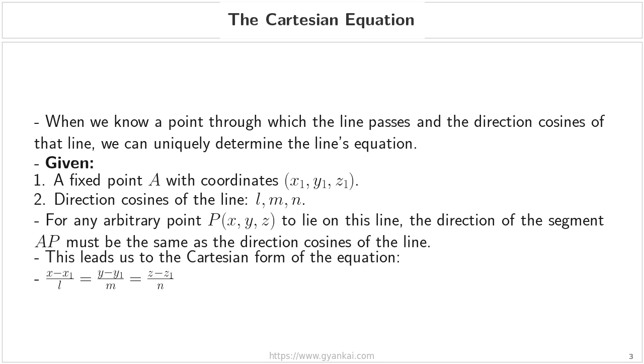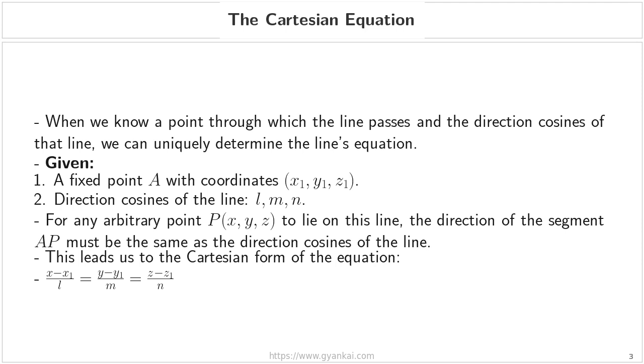When we express this relationship mathematically, it leads us directly to the Cartesian form of the equation. It looks like this. x minus x sub 1, all divided by L, equals y minus y sub 1, all divided by M, which equals z minus z sub 1, all divided by N.